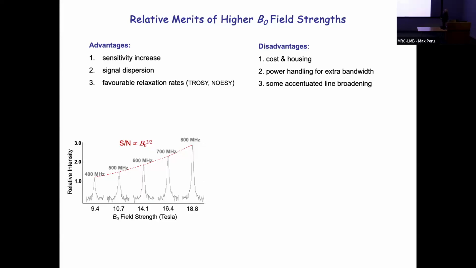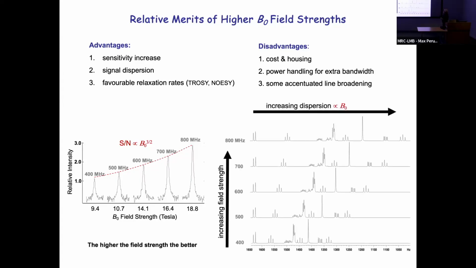The relative merits of going to a higher field strength: as we go to higher field, we get an increase in sensitivity. The signal dispersion increases as we go to higher field strength. So for example, this is looking at sucrose from the sugar bowl, and we can see how the signals spread out in frequency in absolute terms as we go to higher and higher field strengths. Everything becomes a little bit more resolved from each other. You can see spins in here are very overlapped, and we're starting to resolve them out as we go to higher field strength. So this is worth the additional money for us.